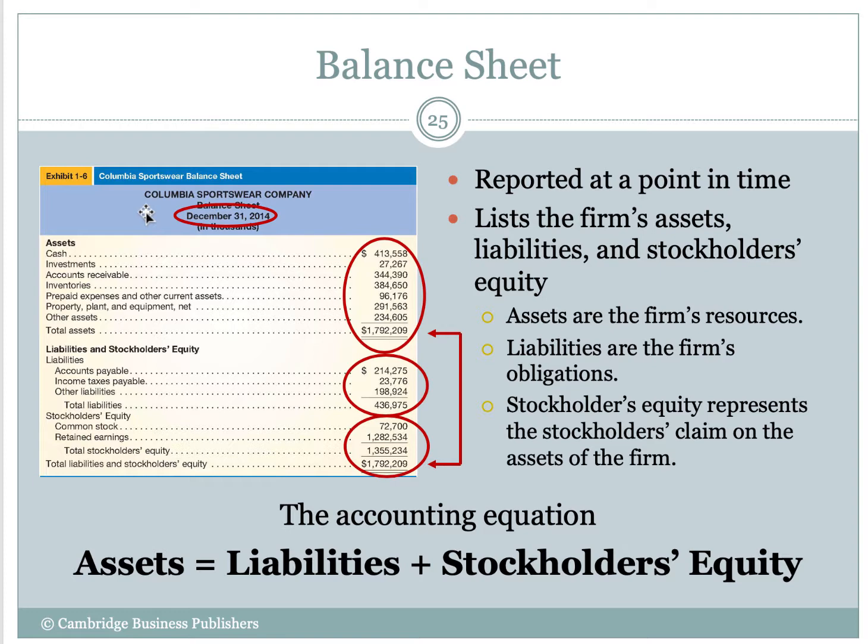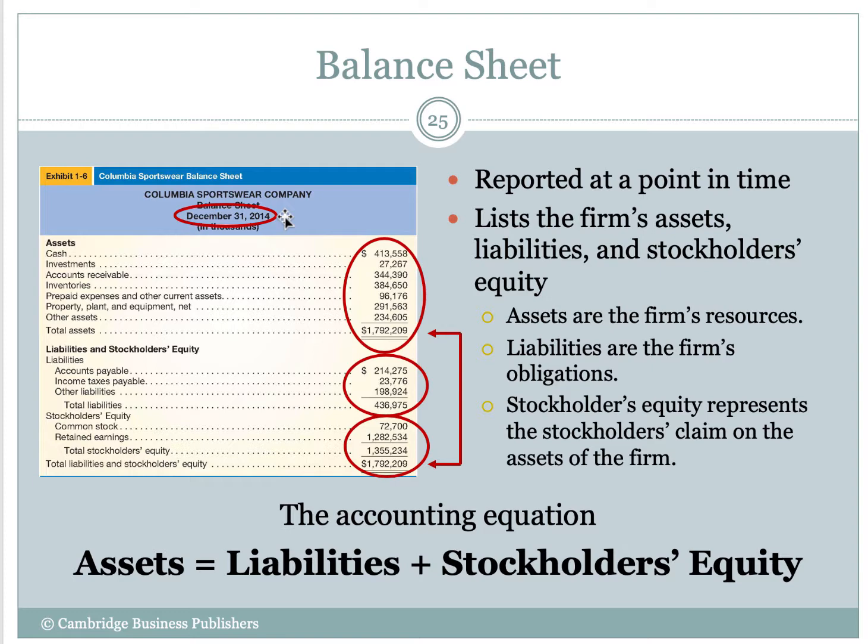Okay, so the first thing I want you to take note of is the form, meaning how is this thing set up? Notice on the first part, it has a header. It has the company name. It has the title of the financial statement, in this case the balance sheet. And then underneath it has the date. Now notice here that it says December 31st, 2014.